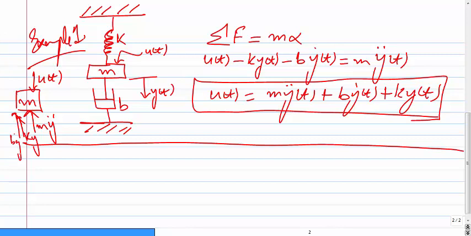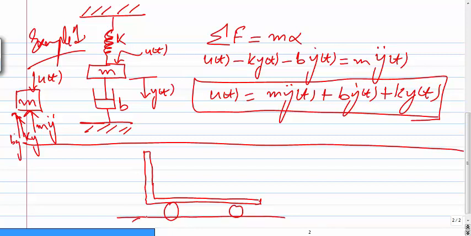Okay. Now let's look at another example and make it a bit more difficult and try to solve it. So this is an example. We have a cart. You normally see a cart, and this cart is actually moving. Okay, it has 2 tires here, and this cart is moving, and the cart has something on it.